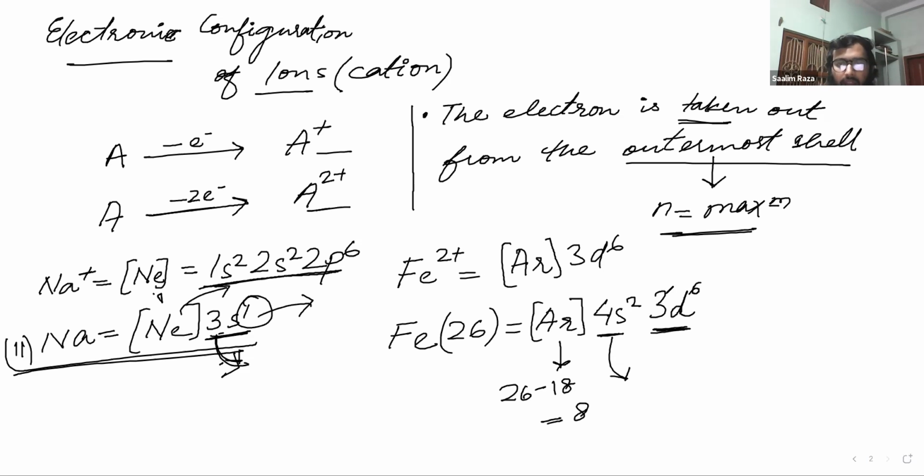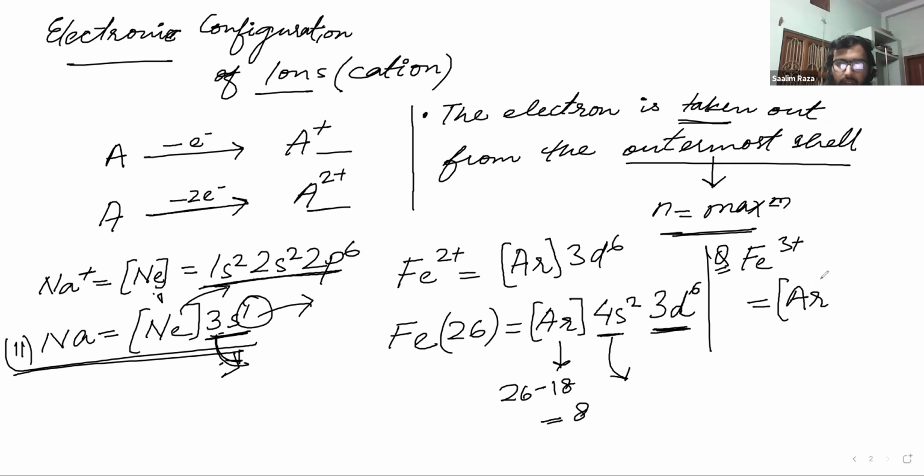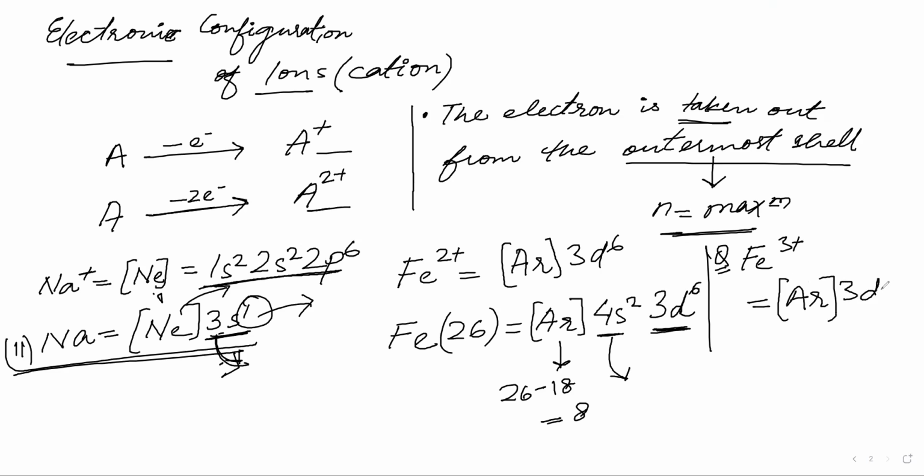But what will happen if someone asks you what is the electronic configuration of Fe3 plus? Now what will you do? So for Fe3 plus, we'll remove one more electron from 3d6. So this will be argon 3d5, right? Yes, sir. Okay.